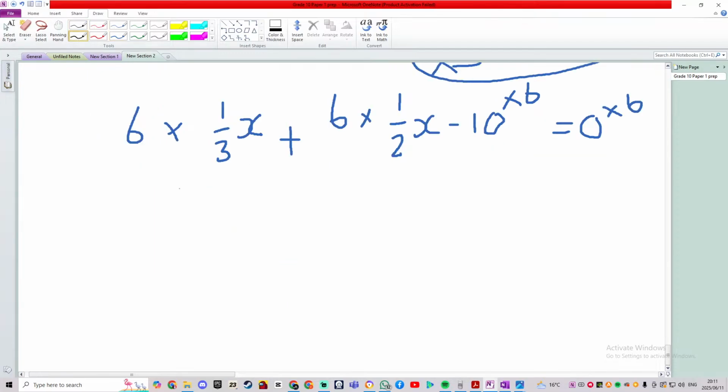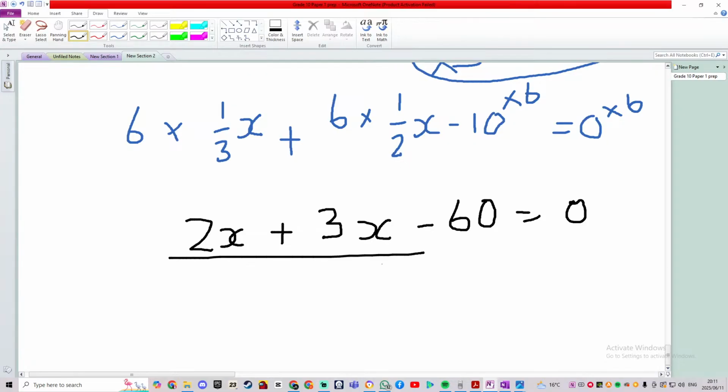Okay, so then you have here 6 times 1 over 3x is 2x, plus 6 times 1 over 2x is 3x. Because 6 times 1 over 3 is 2. For the second one here, 6 times half is 3, and then minus 10 times 6 is 60. 0 times 6 is 0.